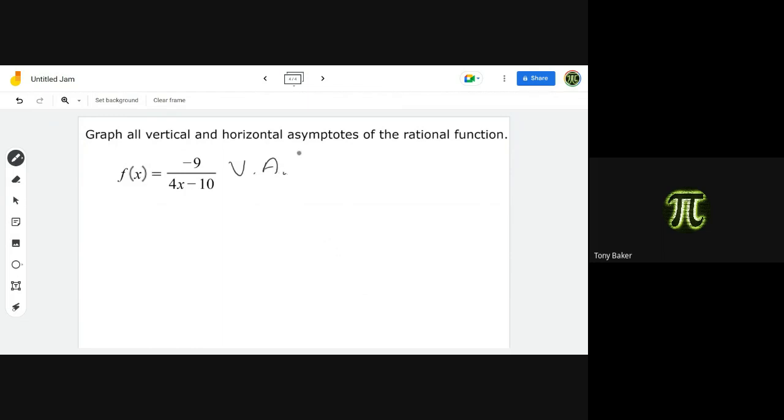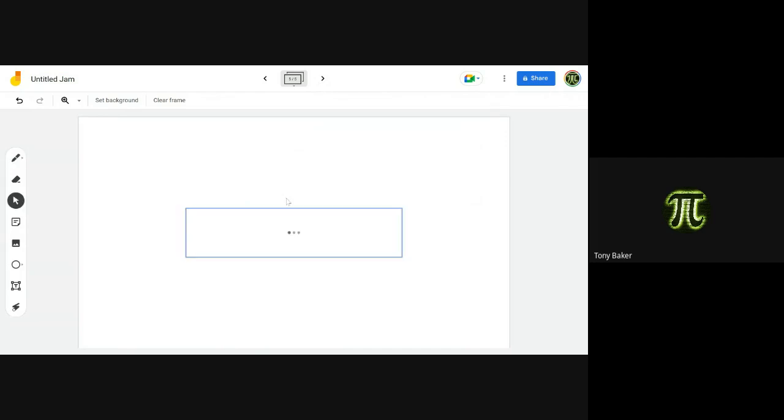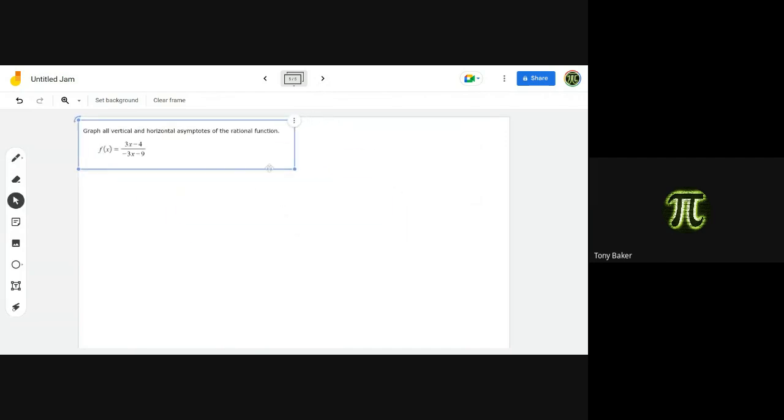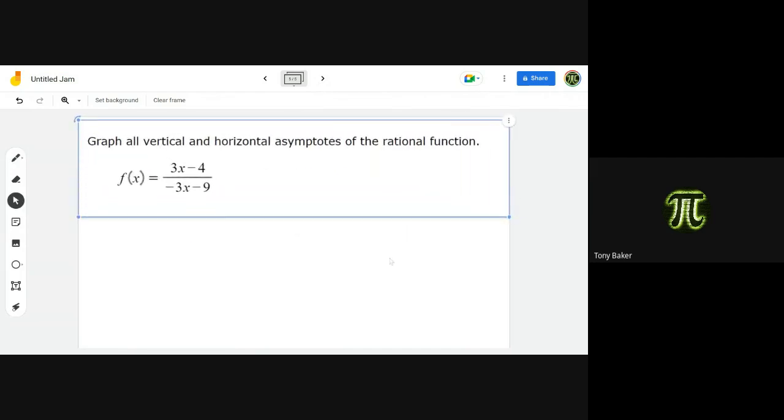All right, so vertical asymptote should have been 5/2. And my horizontal asymptote is 0. Okay. All right. All right, try this one.